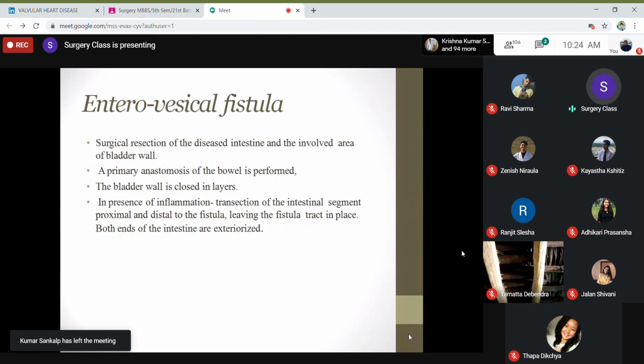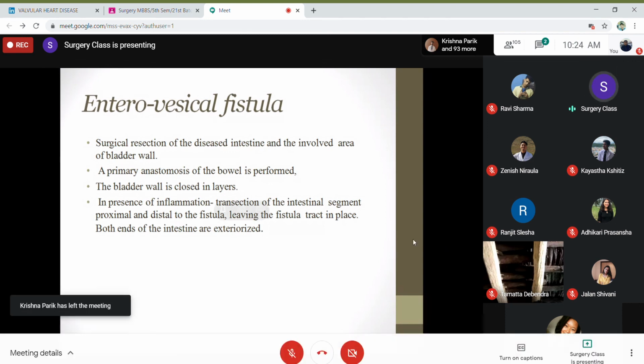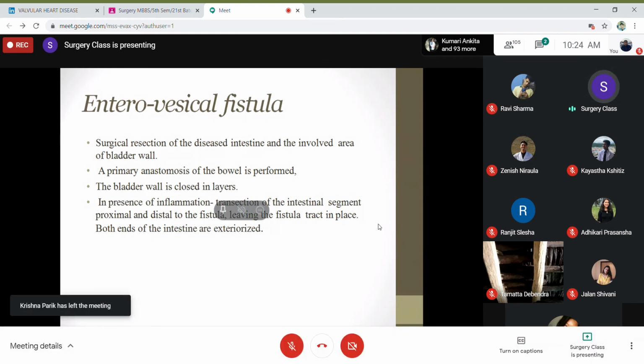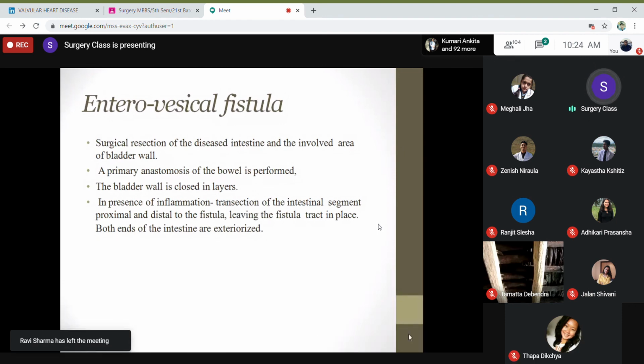Enterovesical fistula. So in enterovesical fistula the intestine is communicating with the bladder. So what will happen is, when he or she is passing urine, they will pass air or fecal matter through the urine. And then the patient will have fever, chills and rigor, and the patient will come to you and say, I'm passing air through my urine. Or sometimes some flake-like things come. Then you'll think, okay, this could be an enterovesical fistula.